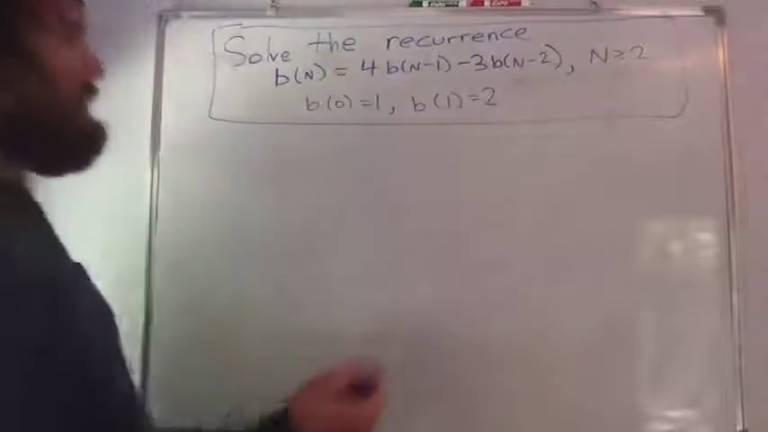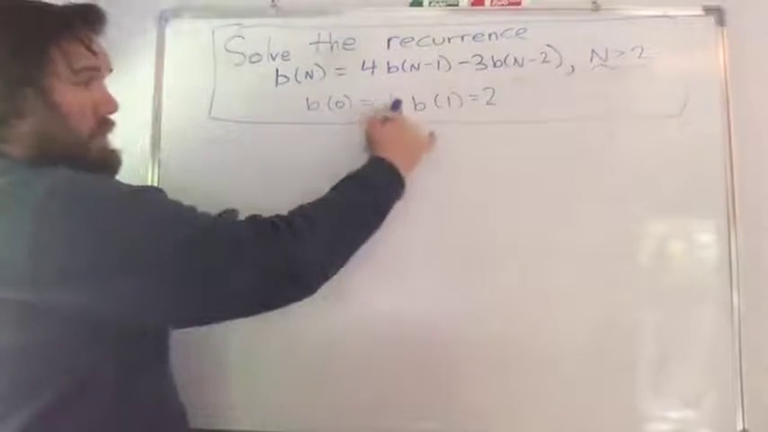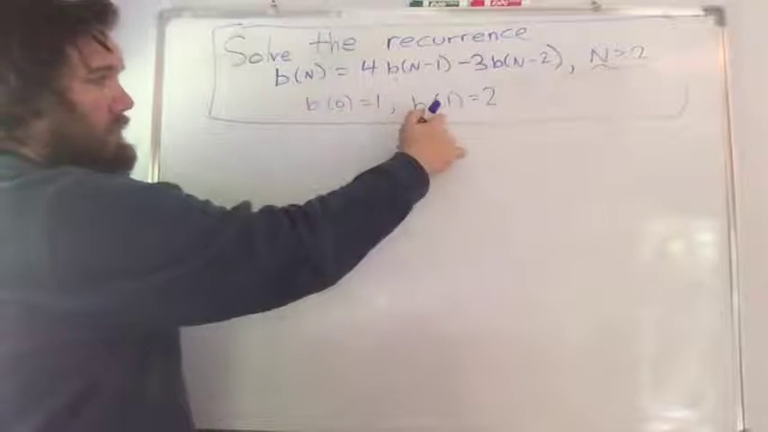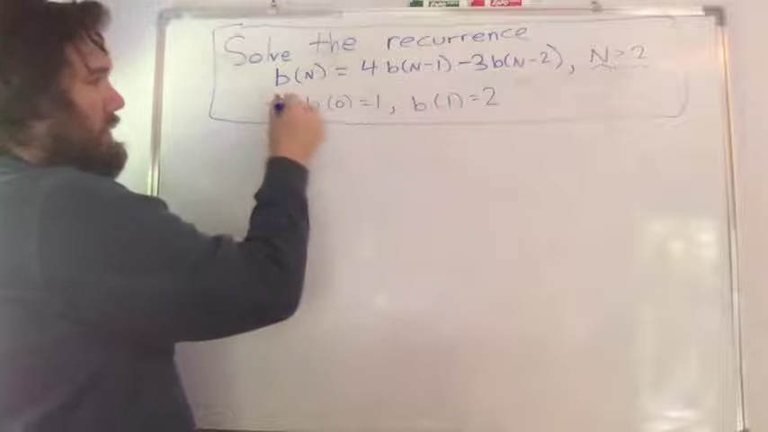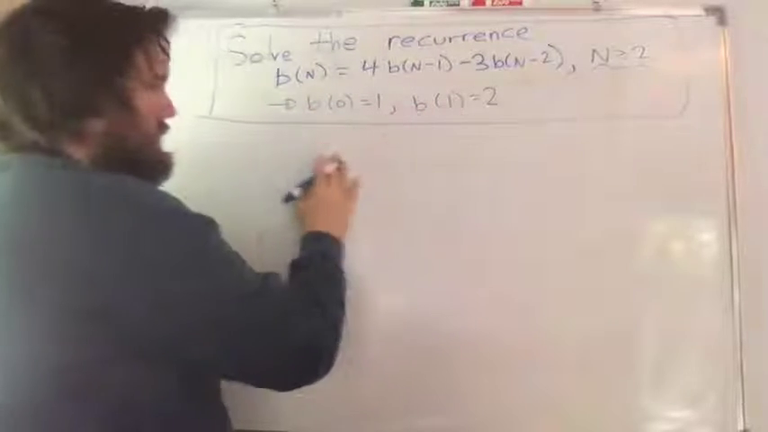Because of this n greater than or equal to 2 business, I need to be sure I have two initial conditions to cover b of 0 and b of 1. And so I have the initial conditions here. B of 0 is 1, B of 1 is 2.